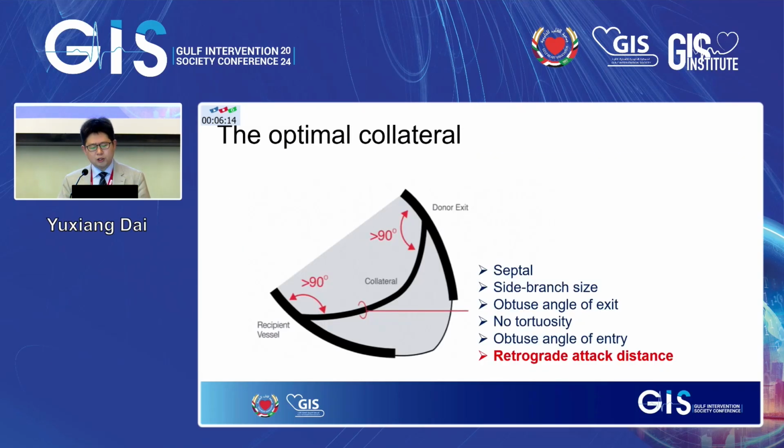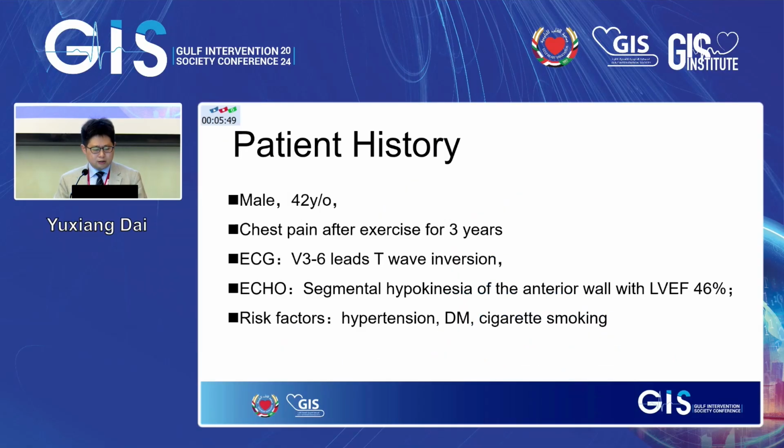The optimal collaterals have the following characteristics: septal side, adequate side branch size, obtuse angle of exit and entry, no tortuosity, and adequate retrograde attack distance, which is very important for our retrograde attack. And this is a brief introduction of our presenting case.